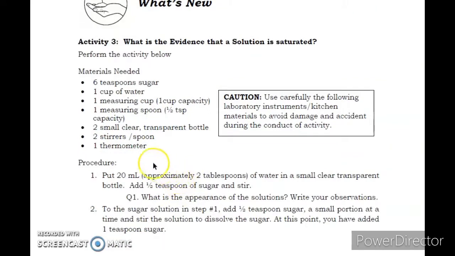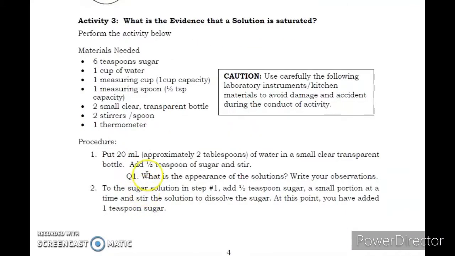Okay, so I will be discussing the procedure so that you can follow the experiment. So procedure number 1. Put 20 ml of water or approximately 2 tablespoons of water in a small clear transparent bottle. So pwedeng sa glass na transparent para madali nyo ma-observe. So 2 kutsara ng tubig. Wala kayong panukat in ml. And then after that, you're going to add 1/2 teaspoon of sugar and stir. So, mag-add kayo ng kalahating kutsarita ng asukal and then hahaluin.